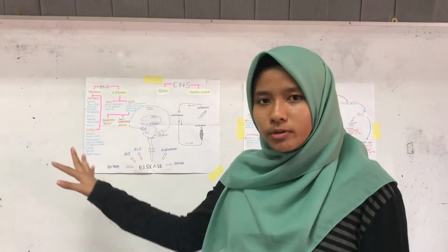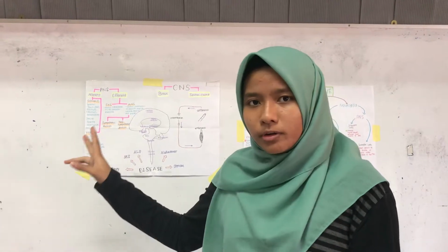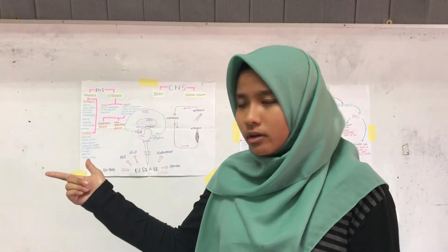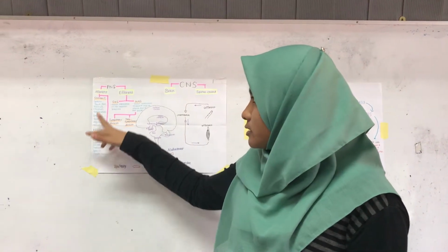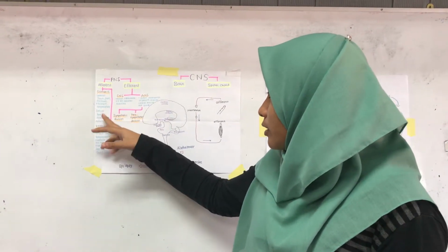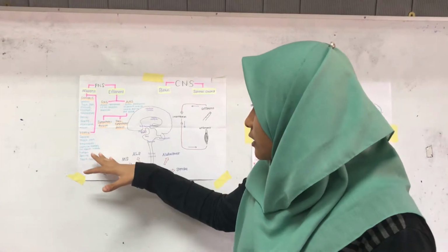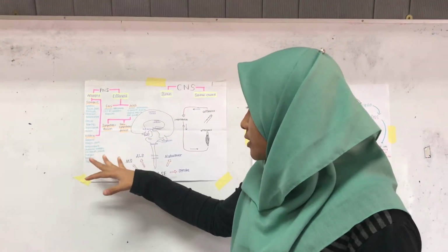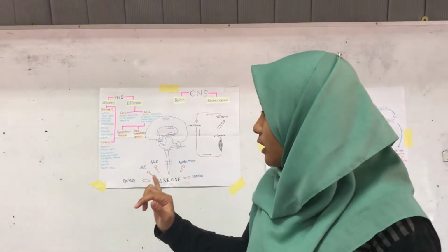Okay, now I'm going to explain first about the PNS. For the PNS we have the afferent and efferent. The afferent consists of somatic and visceral. Somatic is the touch, pain, and pressure, and the visceral is stretch, pain, temperature, chemical changes, and many more.